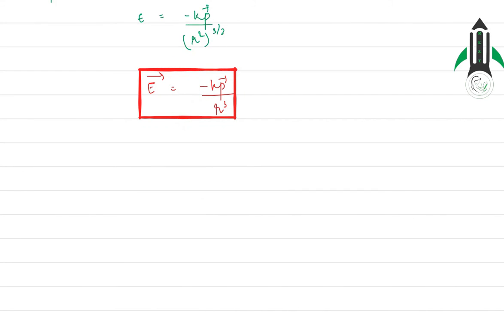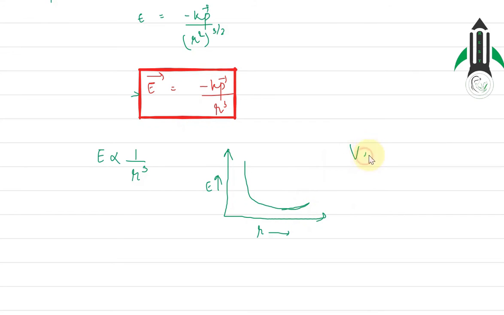Also, we'll now draw a graph between E and r. As we can clearly see, E is proportional to 1 upon r cube. So the graph is this. We have E on the y-axis, we have r on the x-axis, and the graph is this. This graph is very important from the examination point of view. So this is the relation between E and r cube for electric field on the equatorial line of a dipole.